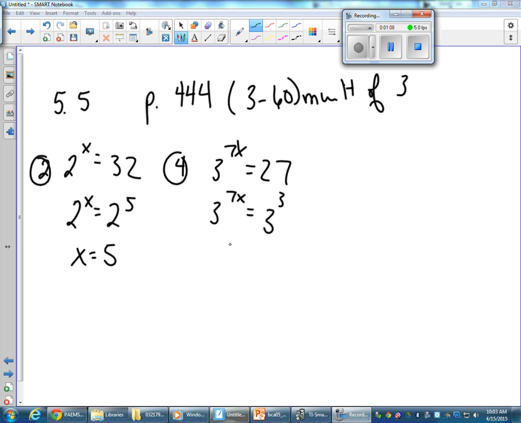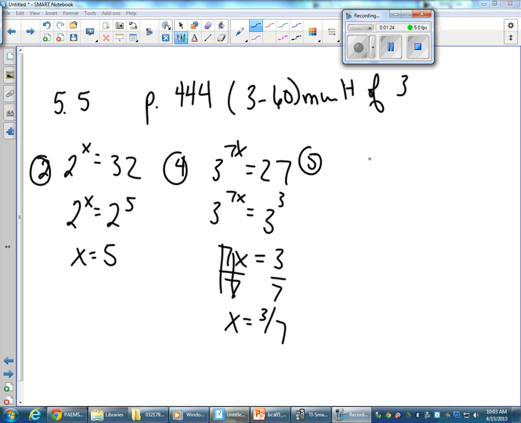What we need is for the exponents to match. So 7x has to equal 3. So x is 3/7. Pretty easy with that one. I don't know why that's not canceling out. 3/7. Maybe problem number 5.